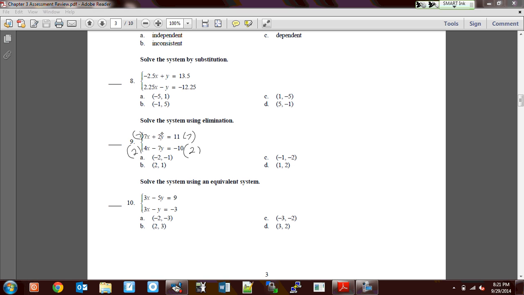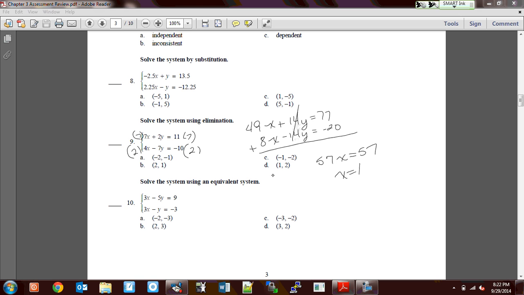Because now this will give us a positive 14y here and a negative 14y here, and our y's will cancel out. 7 times 7 is 49x, plus 7 times 2 is 14y, equals 77. And then we have 8x minus 14y equals negative 20. All right, and now we're going to add these together. This cancels. This goes to 57x equals 77 minus 20, 57. Well, look at that, x equals 1.